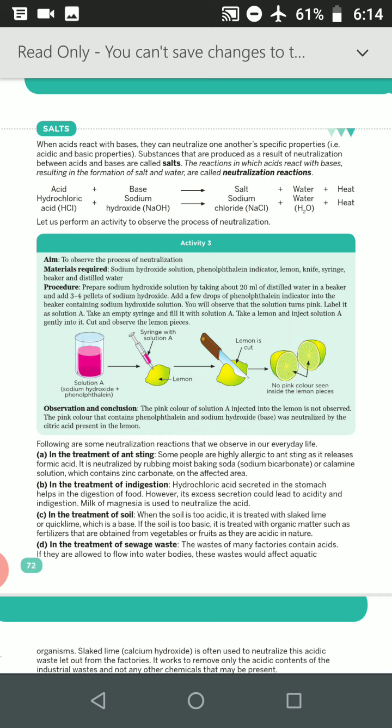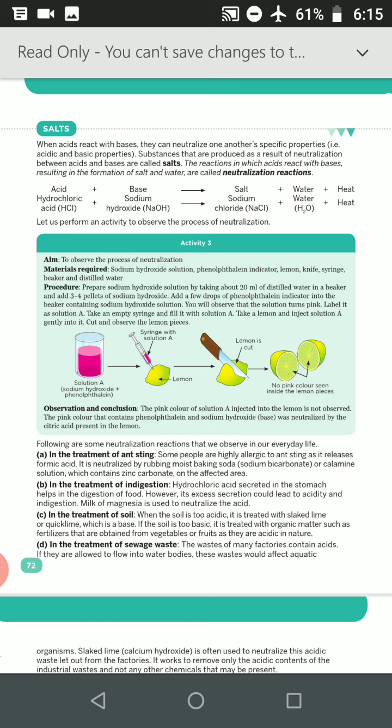The pink color of the solution injected into the lemon is not observed. The pink color, which contains phenolphthalein and sodium hydroxide, was neutralized by the citric acid present in the lemon. We can do this activity in the lab. When phenolphthalein was added to sodium hydroxide, it turned pink. But when this solution is injected into the lemon, the pink color disappears because a neutralization reaction has occurred here.